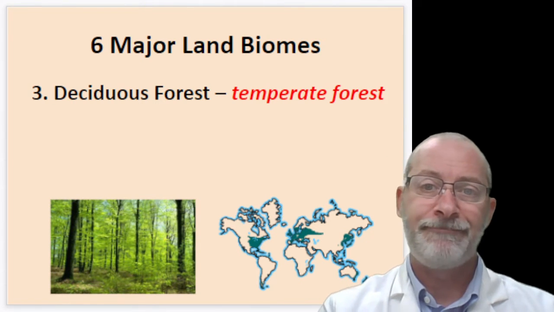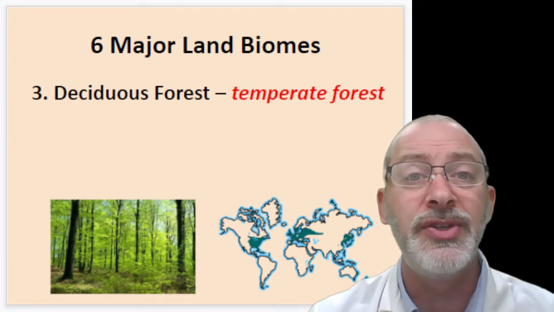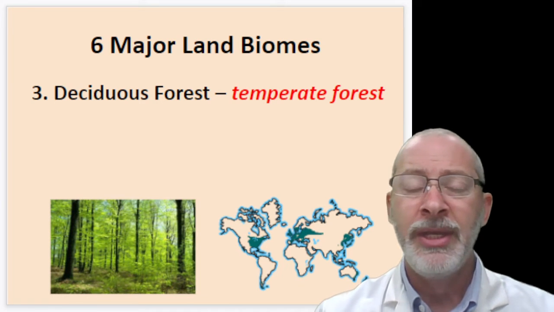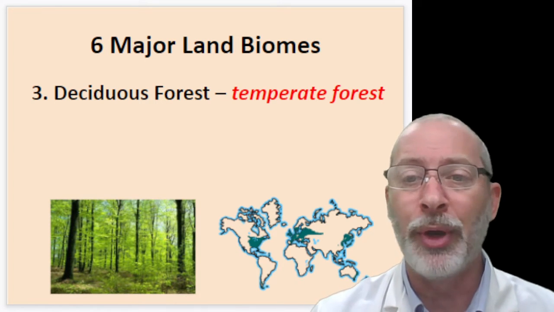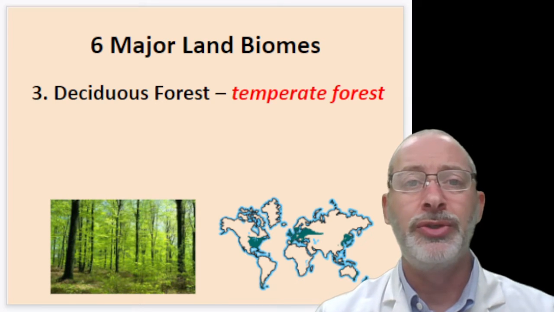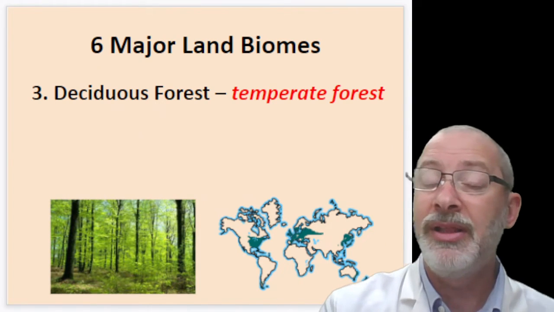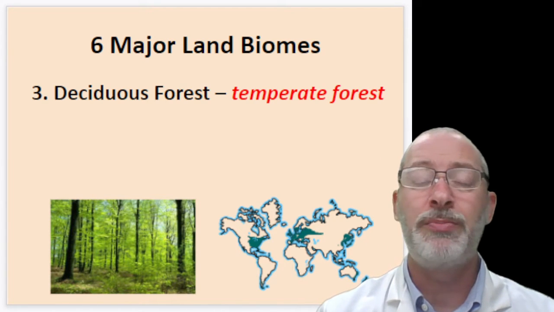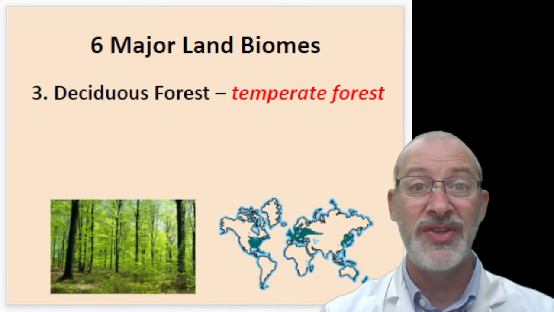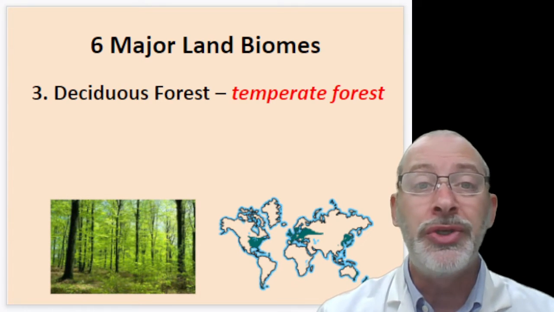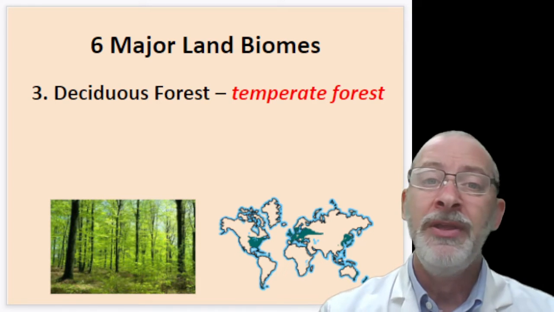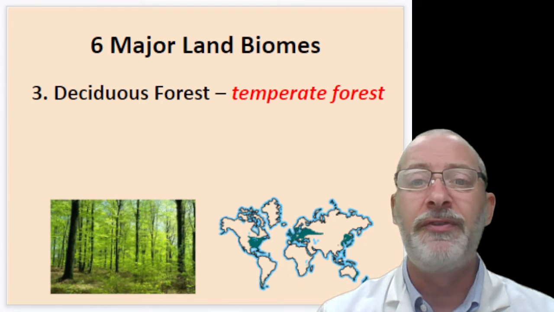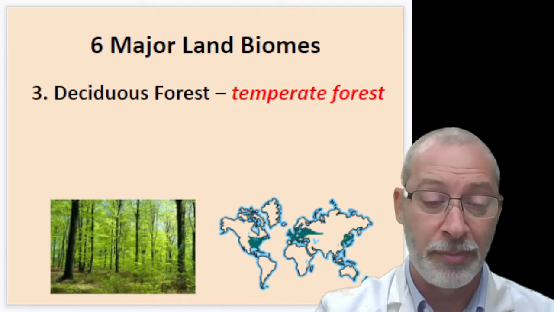But let's move on to our next biome, which is the deciduous forest. The deciduous forest is also known as the temperate forest. Now, when we use the word temperate here, what we're referring to is a temperate climate. Think about last week's topic. A temperate climate is one that experiences seasons, the different seasons of the year: winter, spring, summer, fall. The deciduous forests of the world are those that experience the full array of seasons on planet Earth.